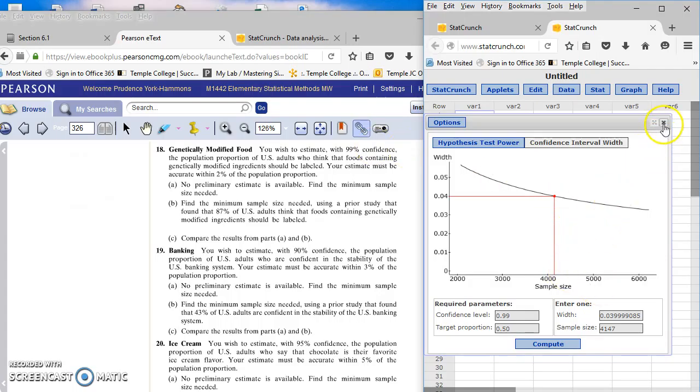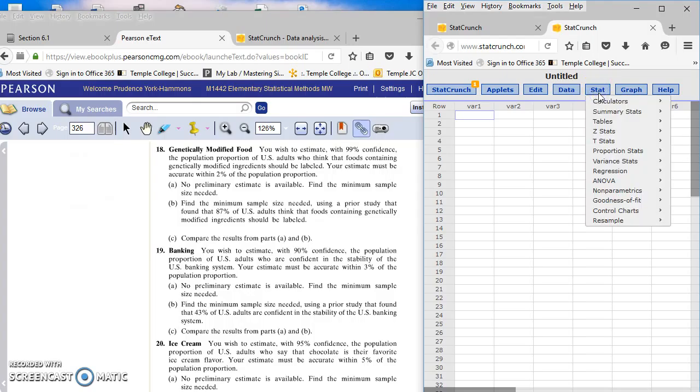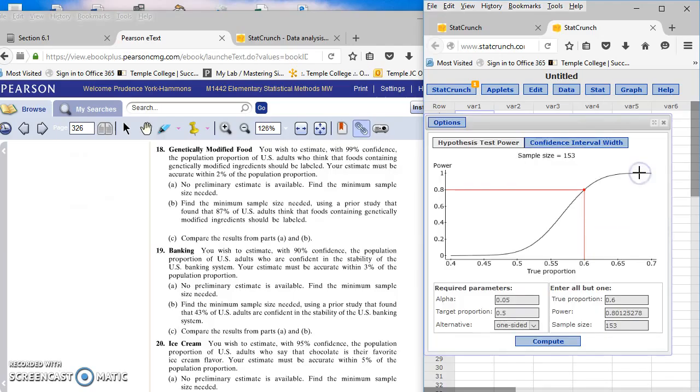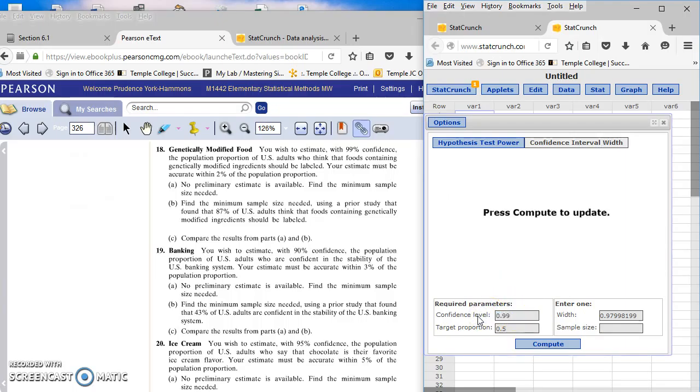Now, let's go through this again, assuming that a prior study said that 87% of U.S. adults think that foods containing genetically modified ingredients should be labeled. So remember, we went to Stat, Proportion Stats, because this is the population proportion, One Sample, and we want power/sample size. We're really trying to find a sample size for the confidence interval. Our confidence level is 0.99. We didn't change the confidence level. It's 99% confidence. The width has not changed. That's 0.04.